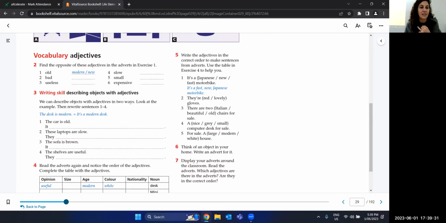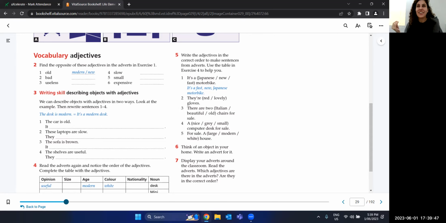The car is gray. The car is new. The car is comfortable. The car is modern. Those words that I put before the noun, before car, are called adjectives. Now in Spanish, you do it the other way around.